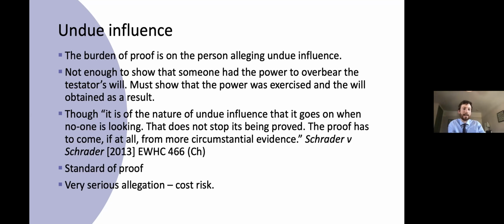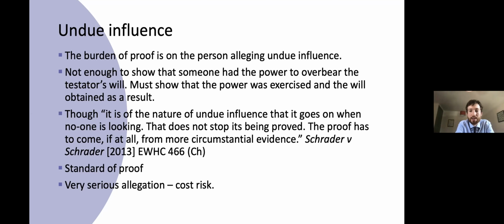It's a difficult claim to bring, but you might find assistance from the view in Schrader and Schrader, which made a reasonable observation that it's in the nature of undue influence that it goes on when no one's looking. It essentially goes on behind closed doors. And so it's very difficult to have direct evidence of undue influence. But the judge was satisfied that circumstantial evidence can be used. So it's a little bit tricky, those two statements together. You've got to show that the power to overbear the testator's will was there and was actually exercised to procure the will, but you can use circumstantial evidence to establish that.